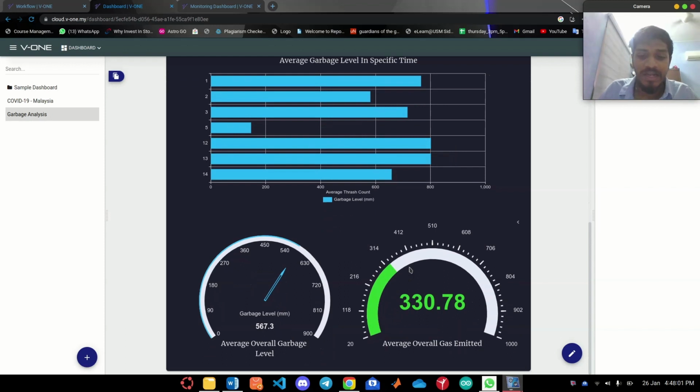The last one is the average overall garbage level. It takes a whole-day calculation. The garbage level for that specific day is 567.3 millimeter, and the gas emitted is 330.78.